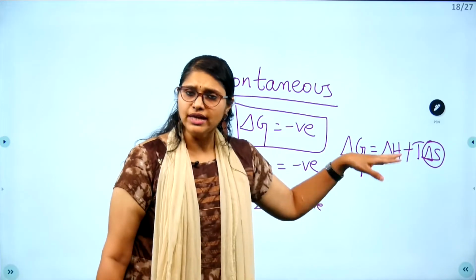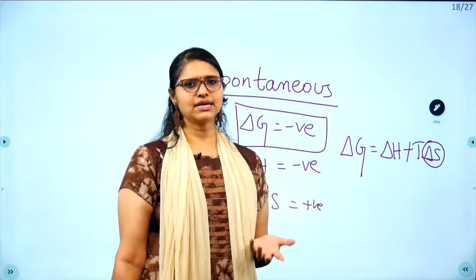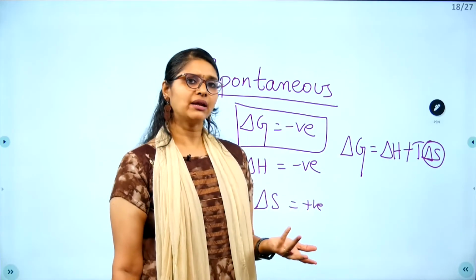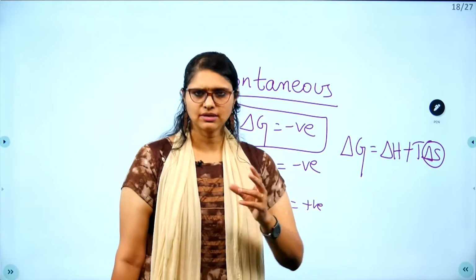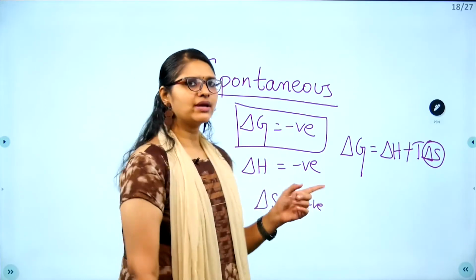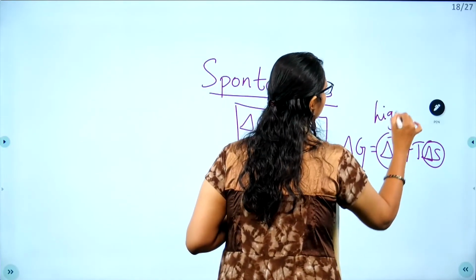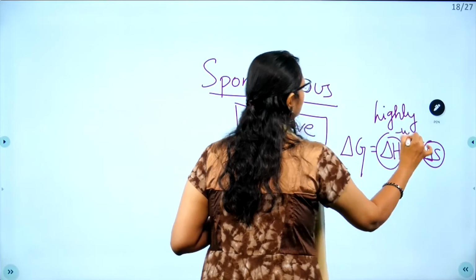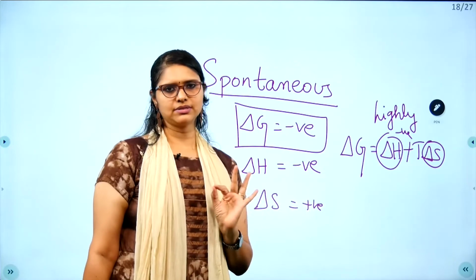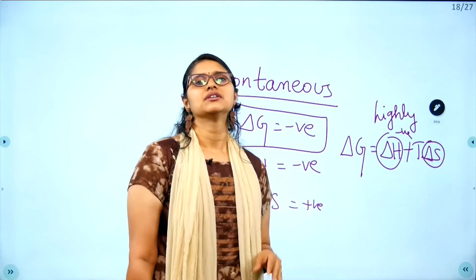Then ΔG should be negative, only then it is a spontaneous process, and adsorption is a spontaneous process. Then how can ΔG be negative? The TΔS term becomes positive because the randomness is decreasing. So in order to make ΔG negative, ΔH should be highly negative. This is a very, very important point. Highly negative, highly exothermic. Only because of that ΔG becomes negative, and thus the adsorption is spontaneous.